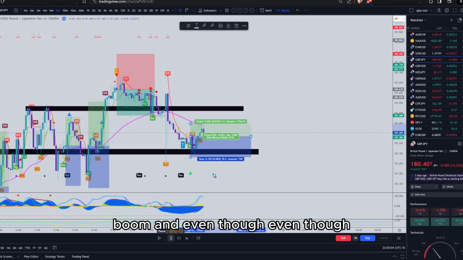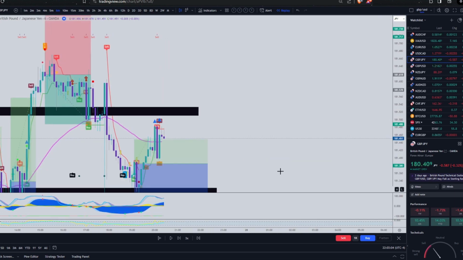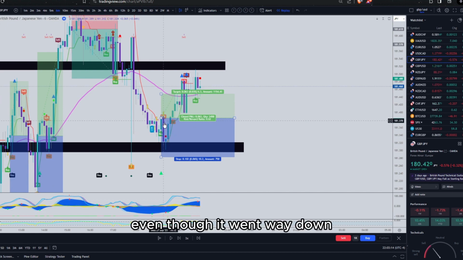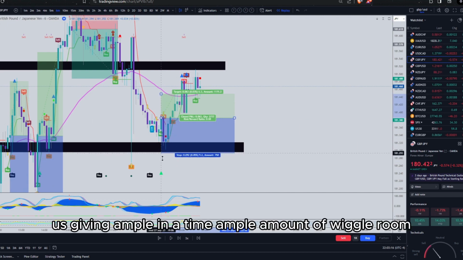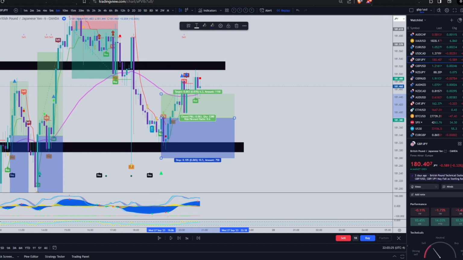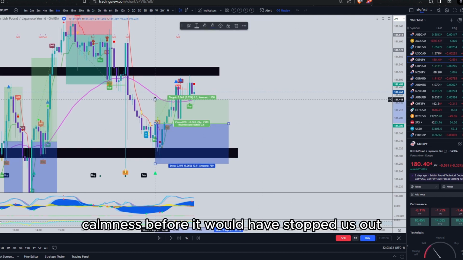Boom. And even though it went, whoa, even though it went way down, us giving ample amount of wiggle room, it did not stop us out. We had another 2.5 pips of calmness before it would have stopped us out.